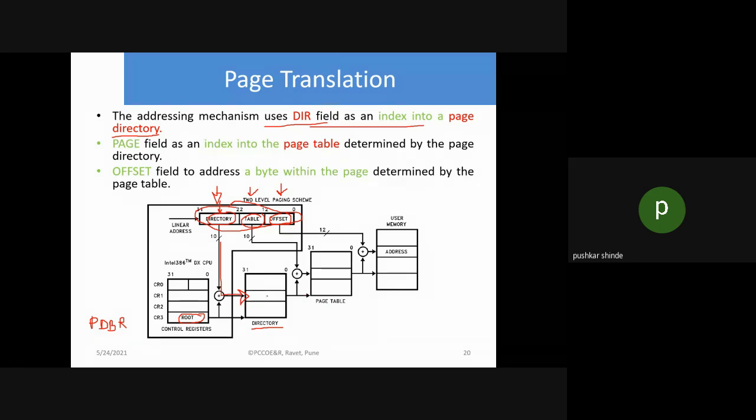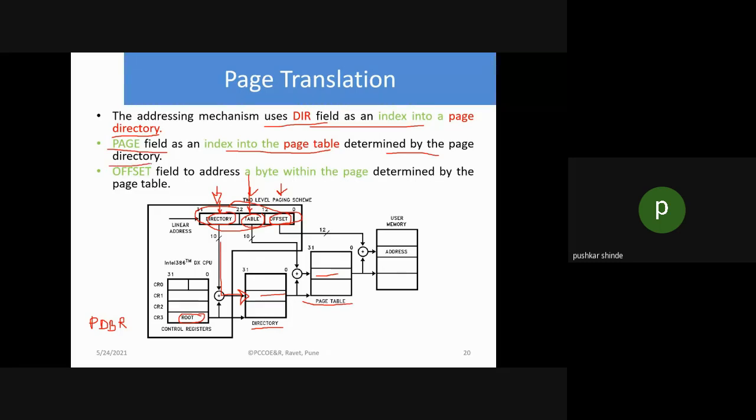Then the entry in the page directory that it points to contains the base address of a page table. The page directory entry contains the base address of the page table. Then there is a page table field in the linear address, the next part. This is the page table field. It contains an index into the page table determined by the page directory.